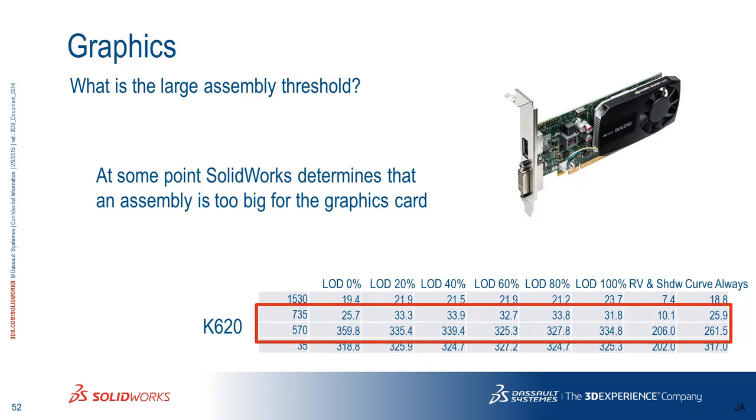So what is the large assembly threshold? At some point, SolidWorks determines that an assembly is too big for the graphics card. And this is what Adrian was talking about with the level of detail and the depth of assembly. And we found that across all the video cards, starting off with the 620, the smaller video card.